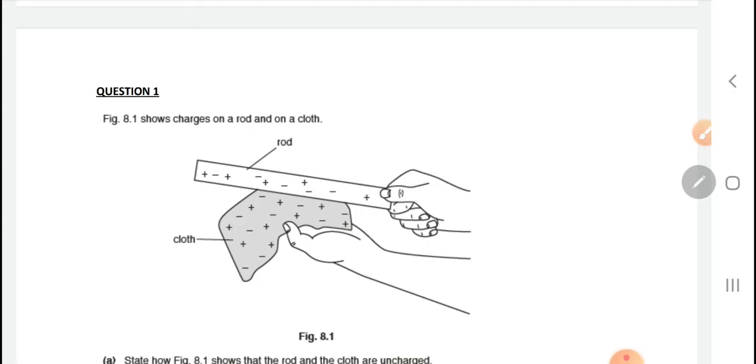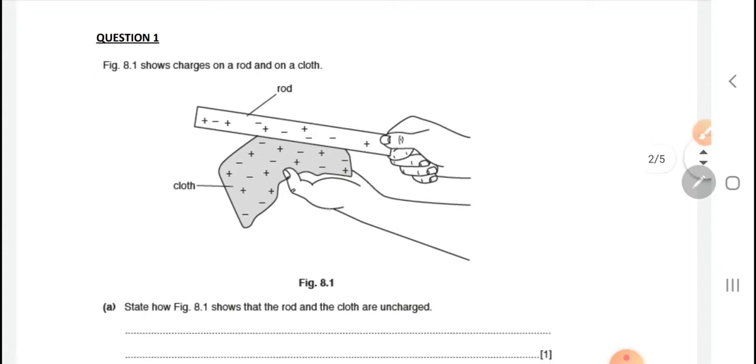Question 1 says figure 8.1 shows the charges on a rod and a cloth. As you can see in the diagram, there are equal numbers of positive and negative charges in the cloth as well as in the rod. If you count the total number of positive charges and negative charges in both the rod and the cloth, they are going to be equal. The total number of charges in the cloth may be different to the total number of charges in the rod, but the total number of positive and negative charges in both objects are equal.